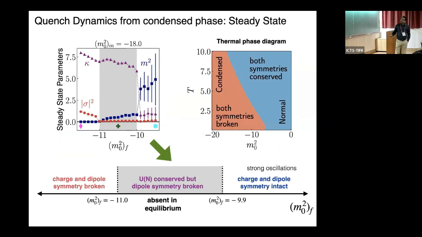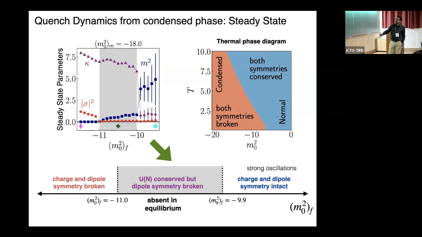So here is the data. This is as a function of the final quenched mass. You see, this is kappa, and this is sigma square. Here I was going to a condensed phase. Somewhere around 11, the sigma square just went to 0 and remained 0. Kappa, however, remained finite very much.